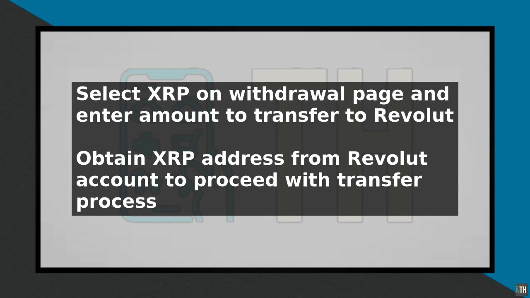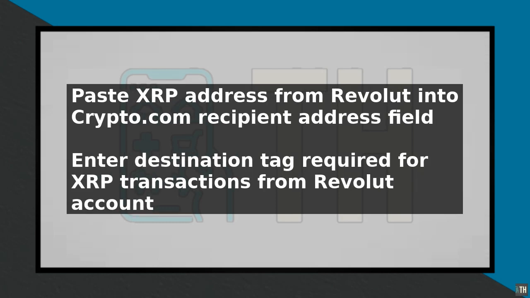Make sure to double-check the address to avoid any errors. Additionally, you will need to enter the destination tag, which is required for XRP transactions. You can find the destination tag on Revolut by following the same steps as before to view your XRP address. The destination tag will be displayed below the address. Copy and paste this tag into the Crypto.com withdrawal form.